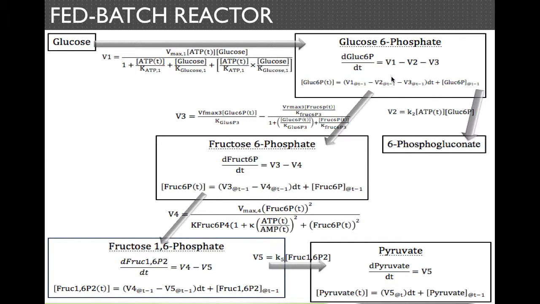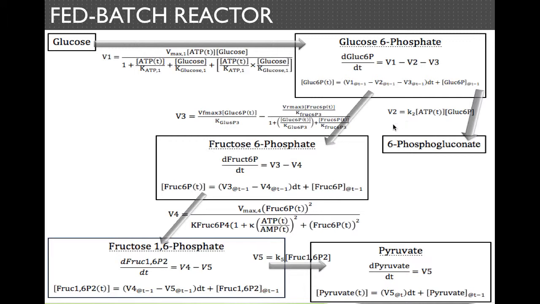As glucose 6-phosphate is converted into fructose 6-phosphate by this reaction rate, it is then shown by this concentration right here. However, glucose 6-phosphate is also converted into 6-phosphogluconate, which is shown by the reaction rate right here.